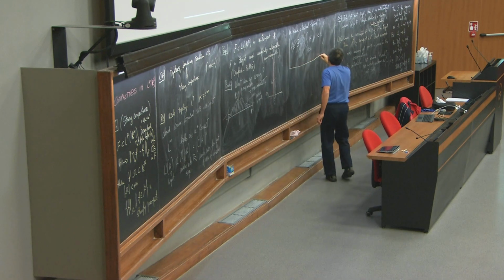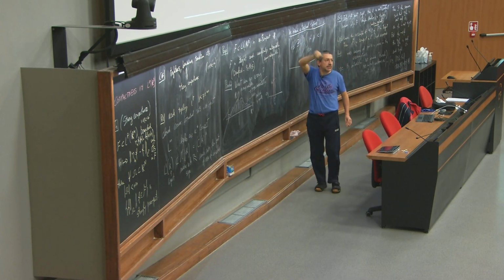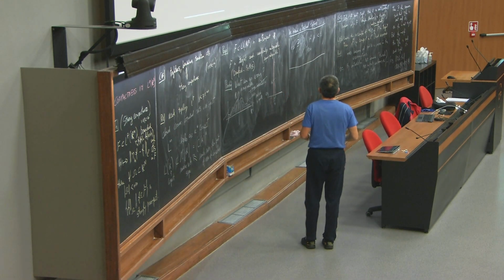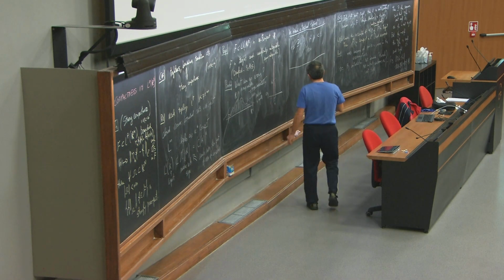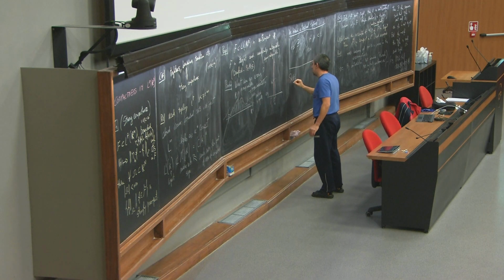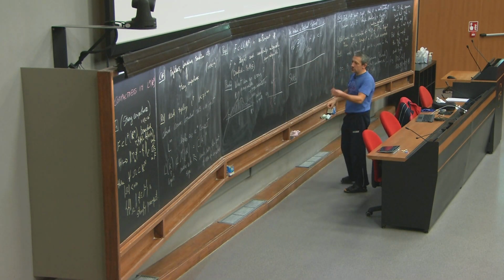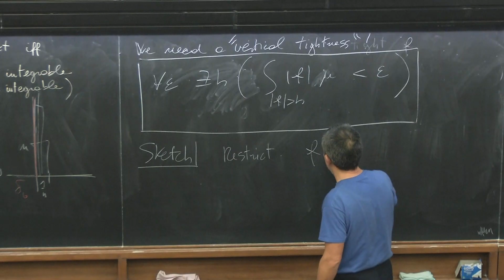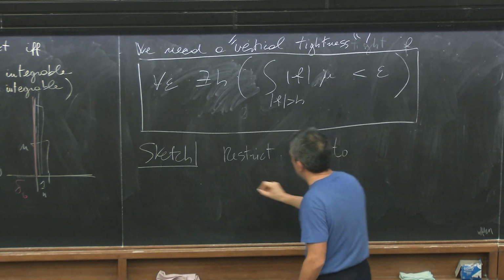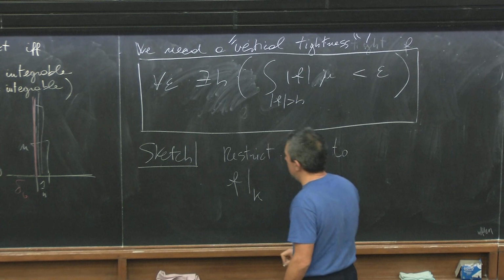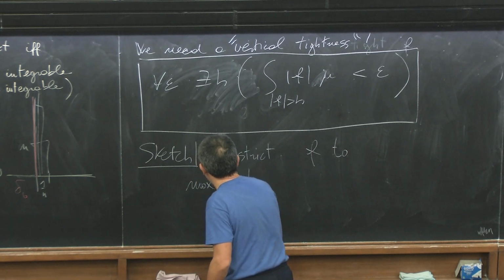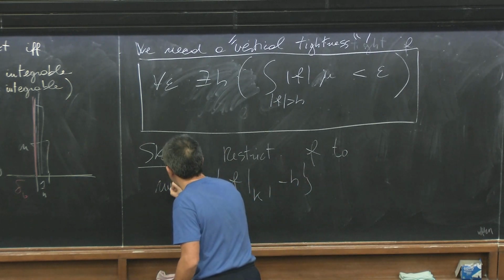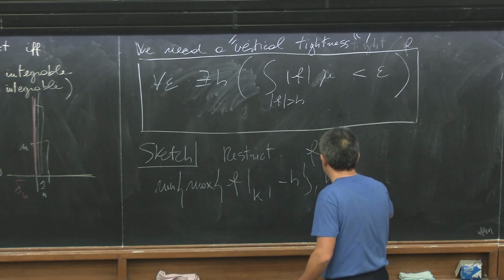Now, we discover naturally what tightness is. Then, how to use it? So, a sketch, because essentially it is the same as before. Restrict f to f restricted to K, and then you cut: max of f minus h, min of f and h.